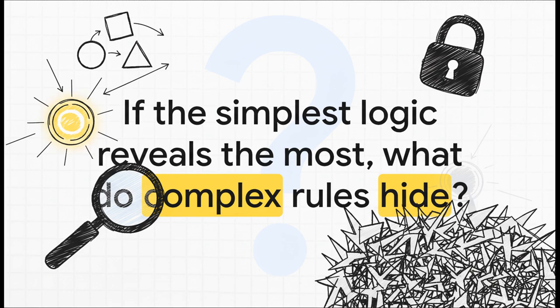And that just leaves us with one final big question to chew on. We always think that adding more rules, more power is better. But if the simplest, most stripped-down logic is the one that actually reveals the most about the true structure of a proof, it really makes you wonder, doesn't it? What important details are all of our complex, powerful rules hiding from us?